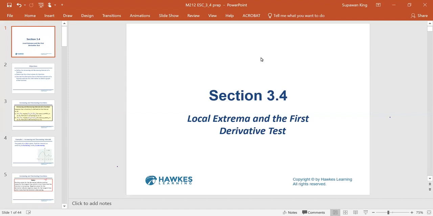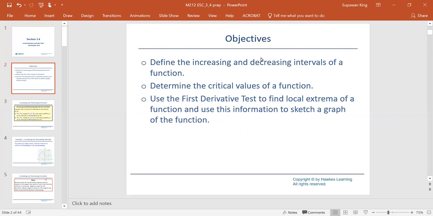Section 3.4, Local Extrema and the First Derivative Test. In this section, we will define the increasing and decreasing intervals of a function, determine the critical values of a function, use the first derivative test to find local extrema of a function, and use this information to sketch a graph of the function.